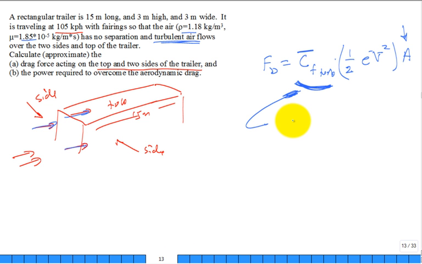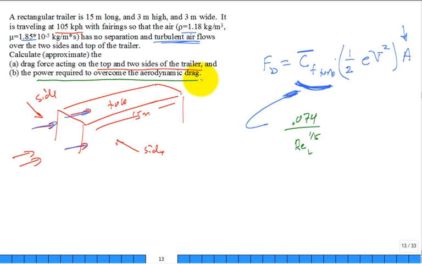So I forgot the coefficient, 0.074, divided by the Reynolds number to the 1/5. All right, there you go. So you would need to know that to make that calculation.